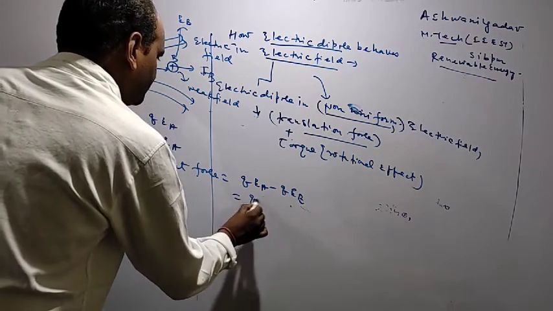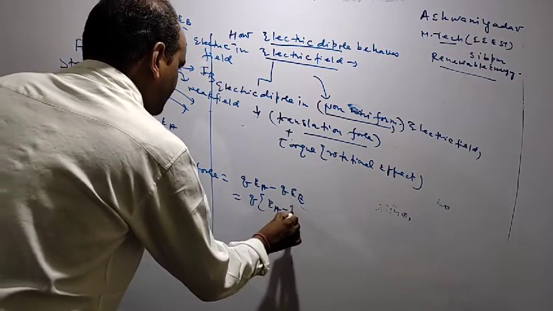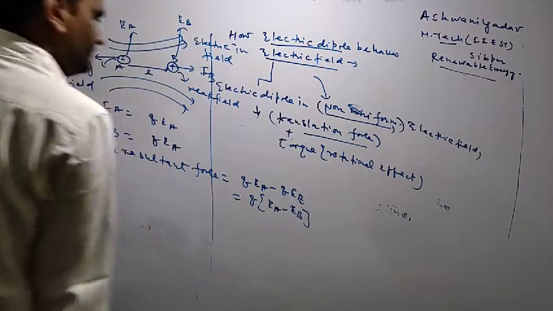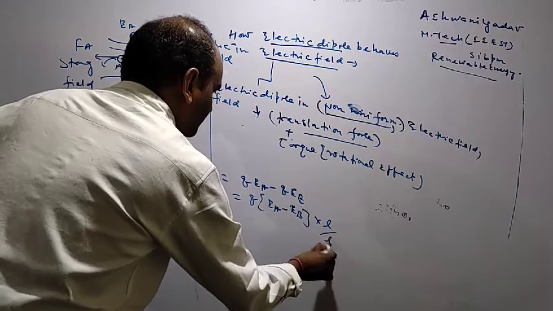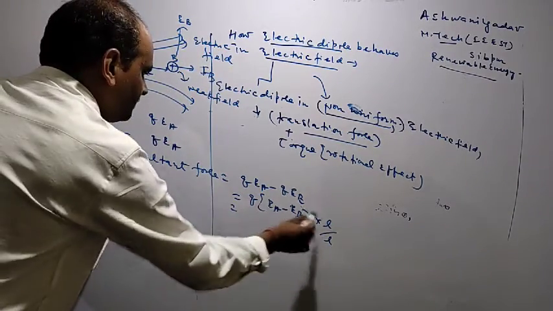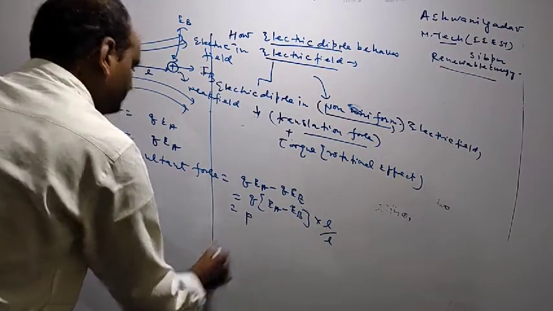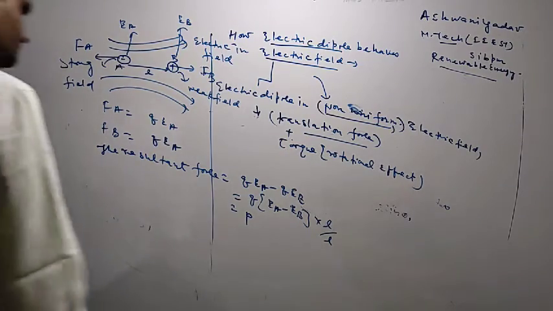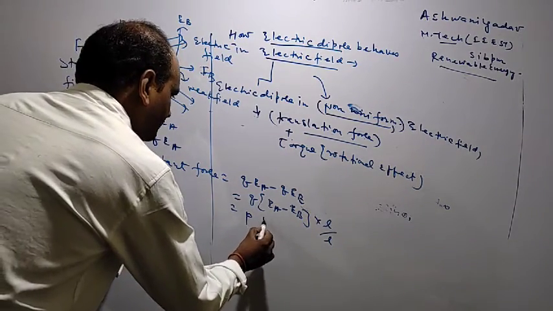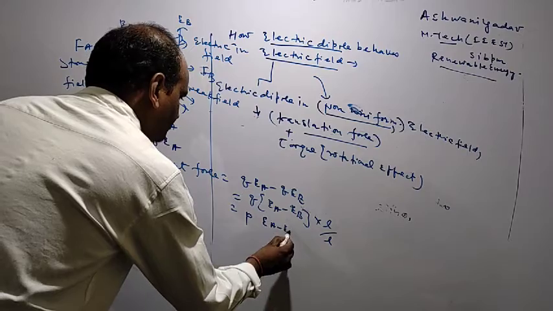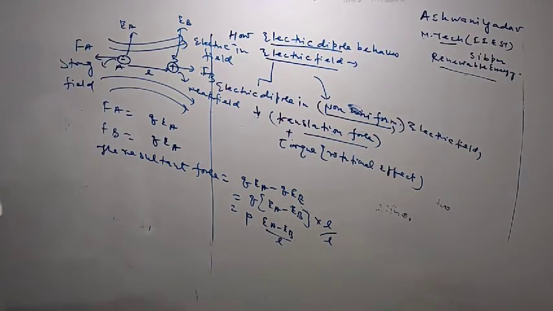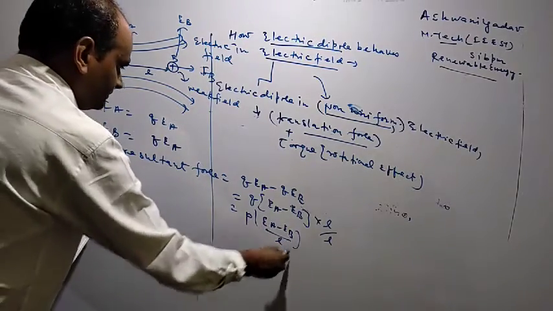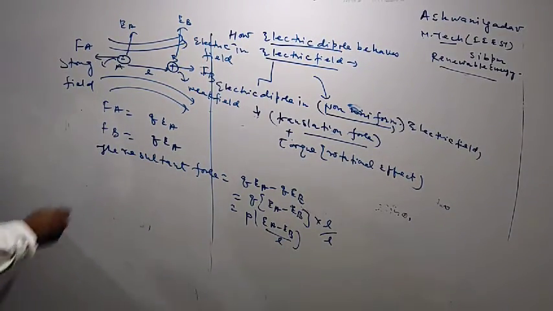Now we have Q(E_A minus E_B). Now we can multiply and divide by L, so we have QL is equal to P, and now we have (E_A minus E_B) by L. So this is your resultant force, and you can write this.